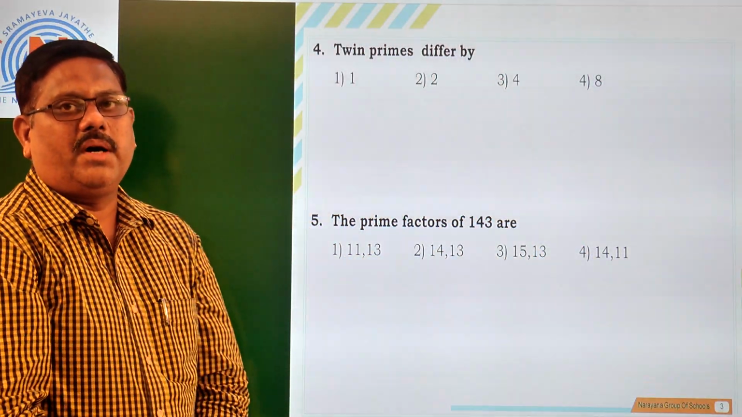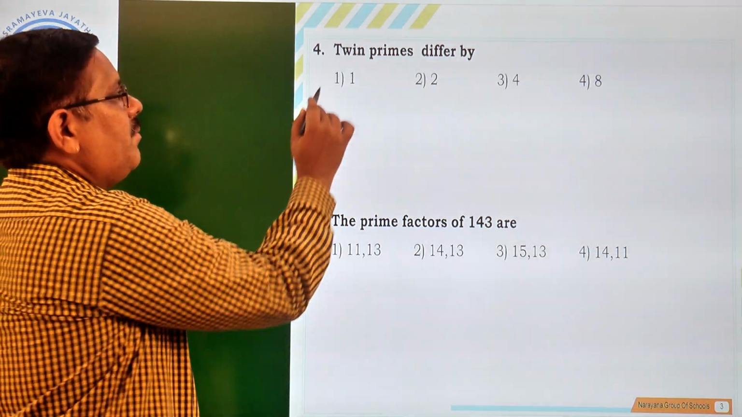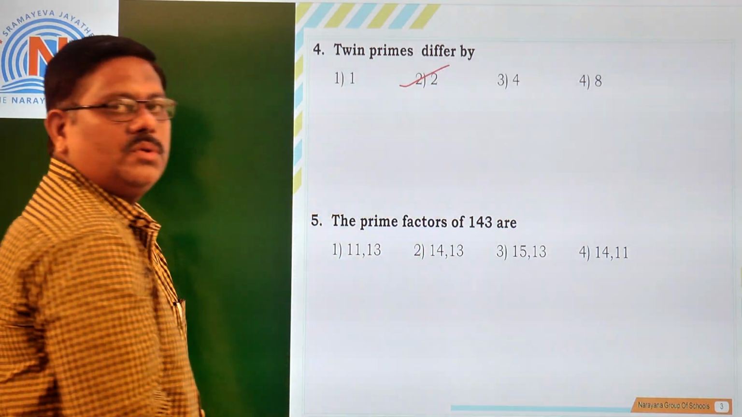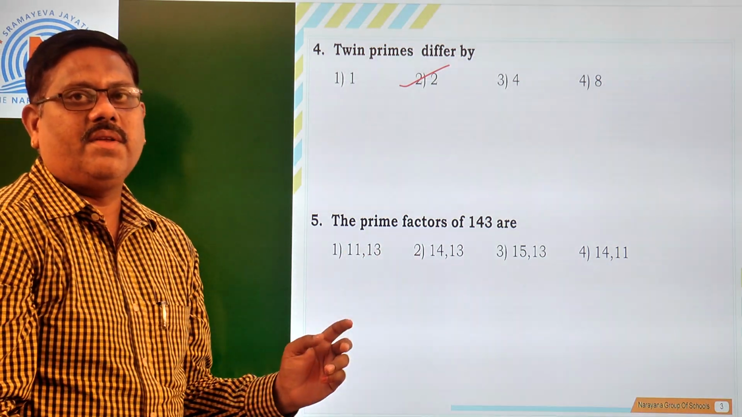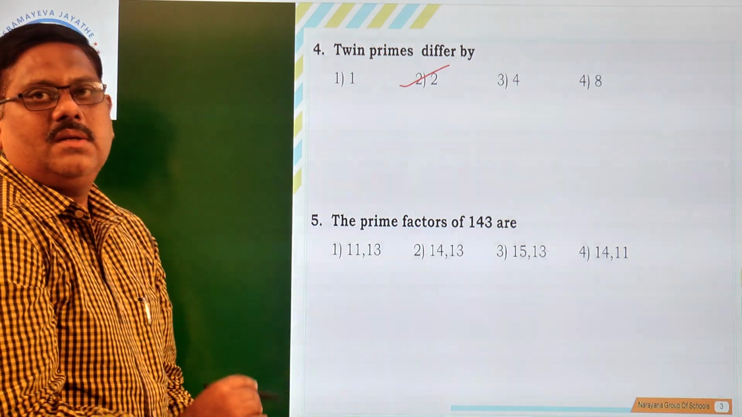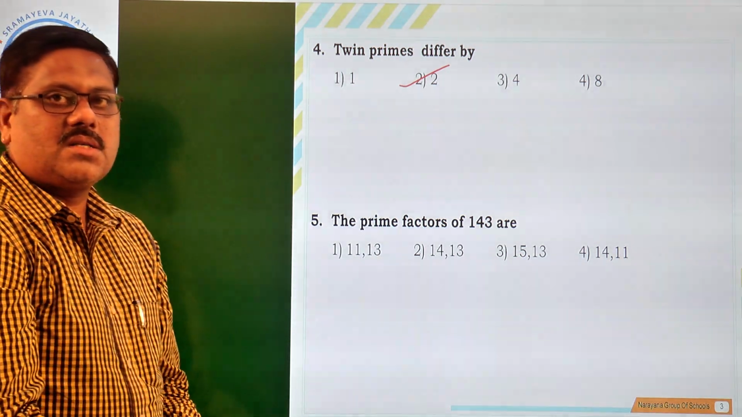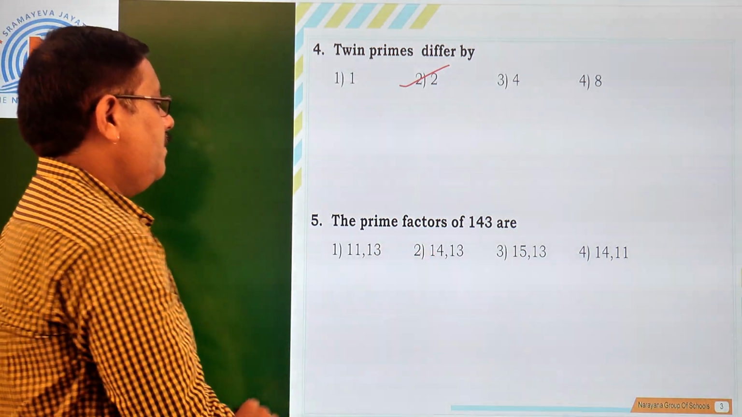Twin primes differ by, it's a straight question. Twin primes differ by 2. 2 primes A and B are said to be twin primes if the difference between them is 2. So that is the right answer. Second option is the right answer for the fourth question. Now let us see the fifth question.